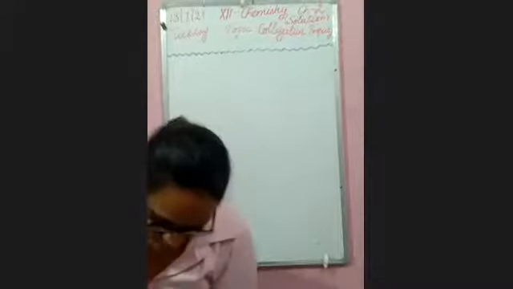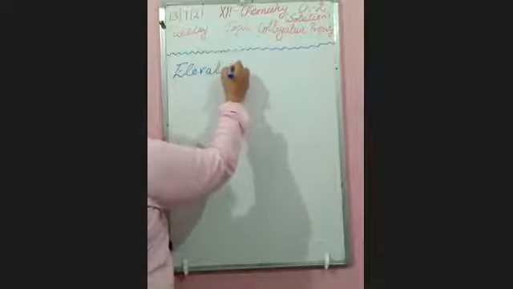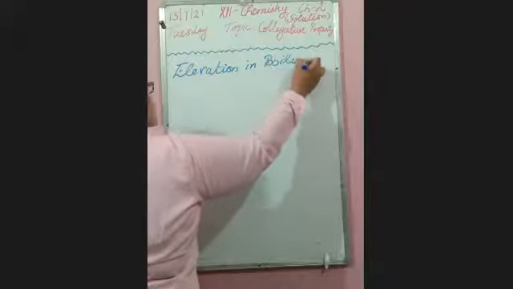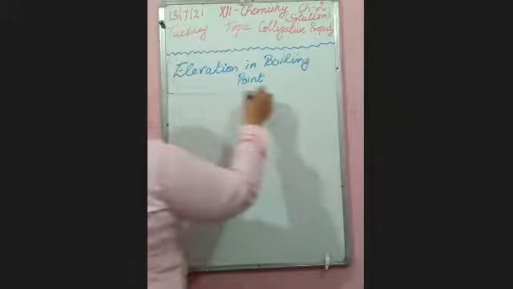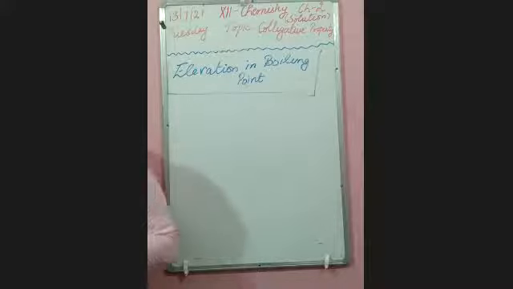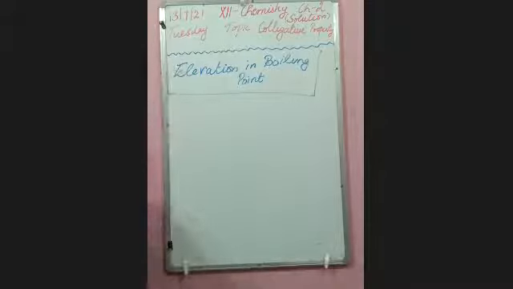In the last class, we have already discussed the two colligative properties. In this lecture, we will discuss the third colligative property, that is elevation in boiling point. Okay, so first tell me, what is boiling point?